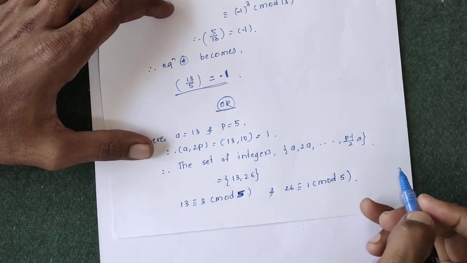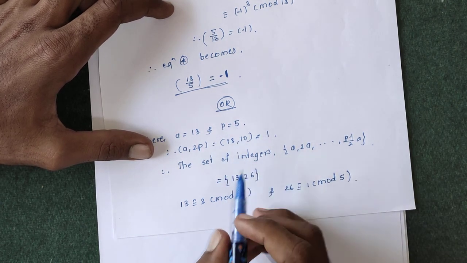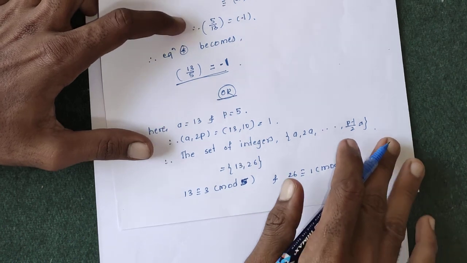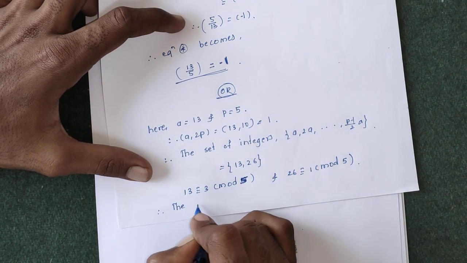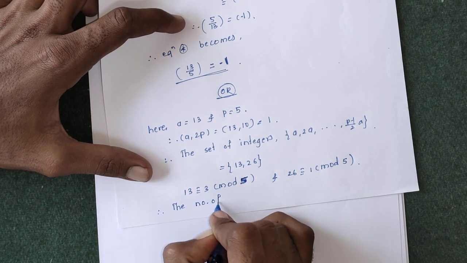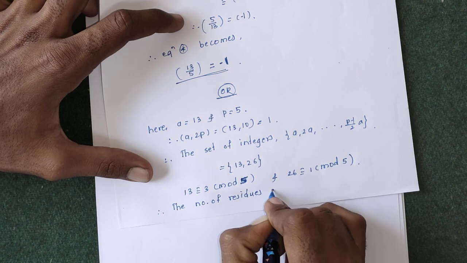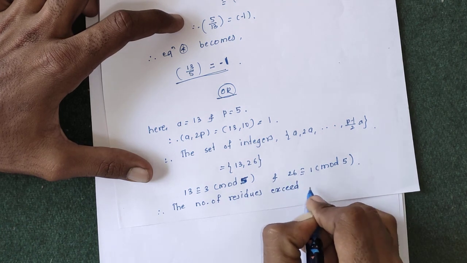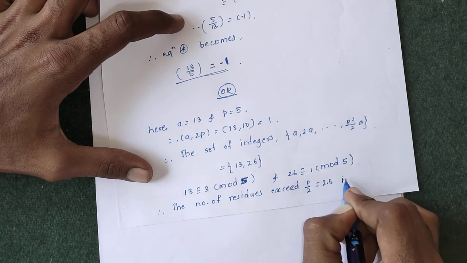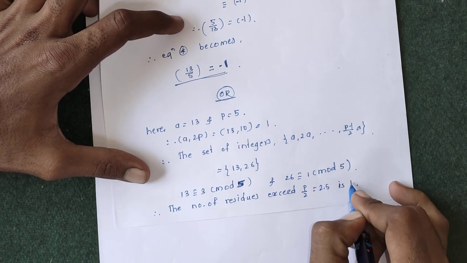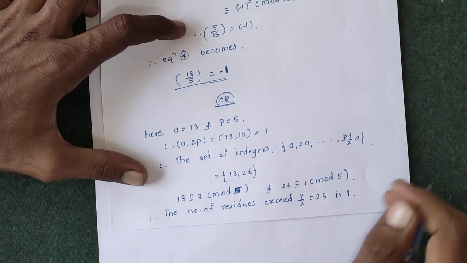Now we are going to find the number of residues that exceed p by 2. p by 2 is 2.5, and 3 is the only residue that exceeds p by 2. Therefore the number of residues exceeding p by 2, which is equal to 2.5, is 1. Only one residue exceeds p by 2. Therefore, n is equal to 1.